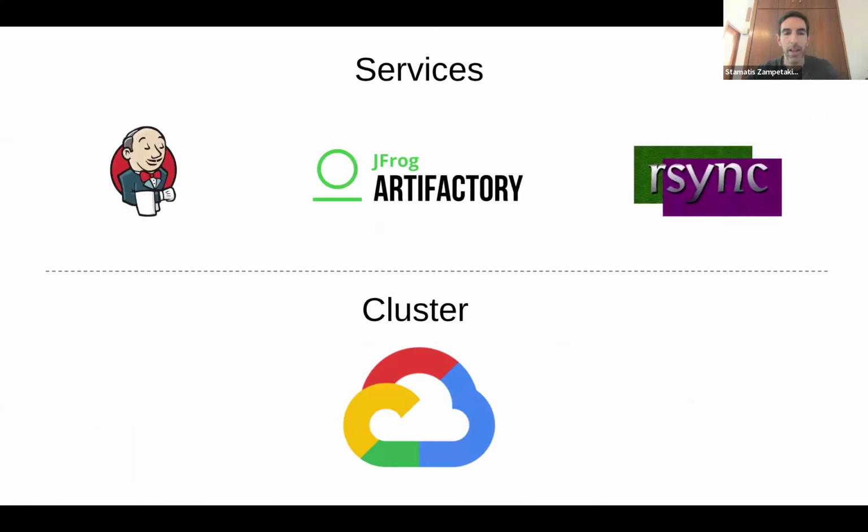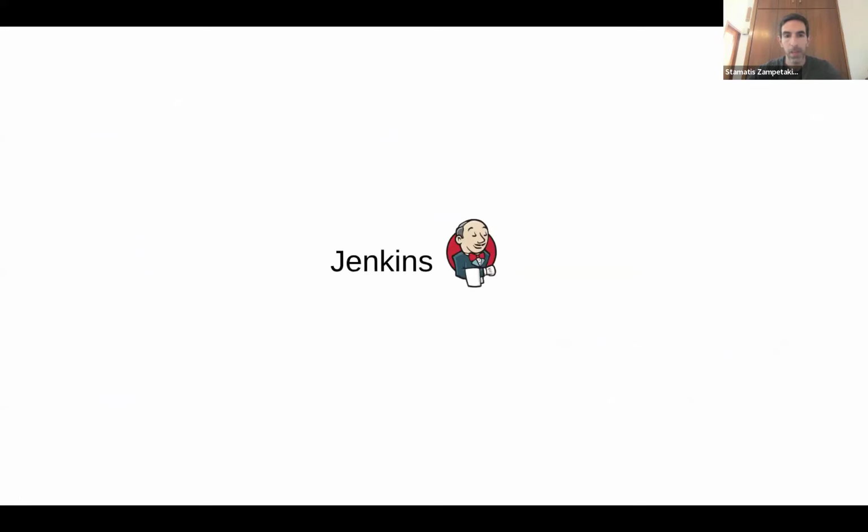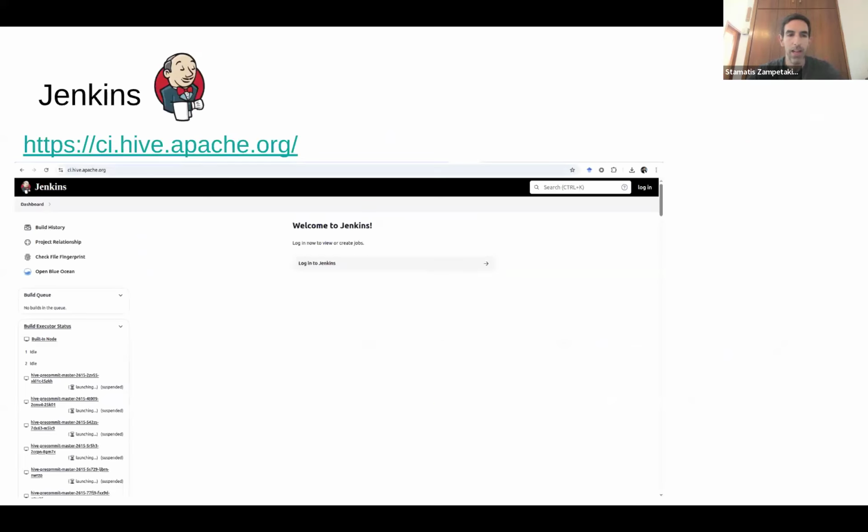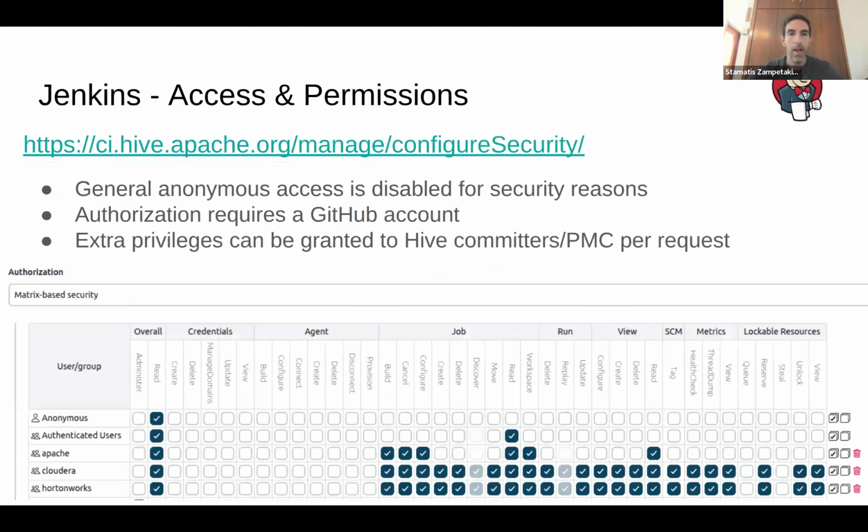Yeah, I was saying that the Hive CI relies on mainly three services: Jenkins, Artifactory, and Rsync service, and everything is hosted on a Google Cloud cluster. And we started discussing Jenkins and the main login page, that is this one. We started discussing the access and permissions.